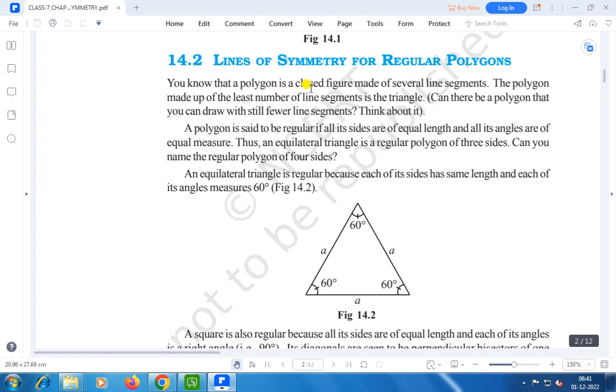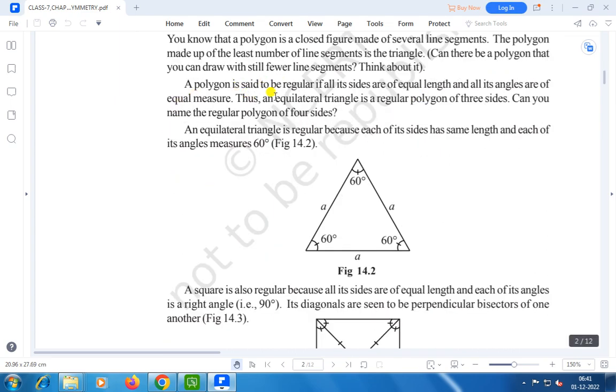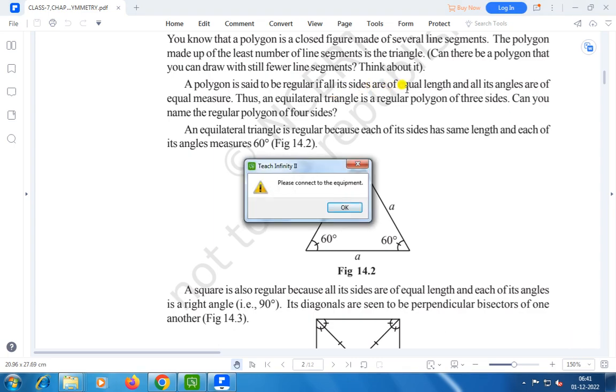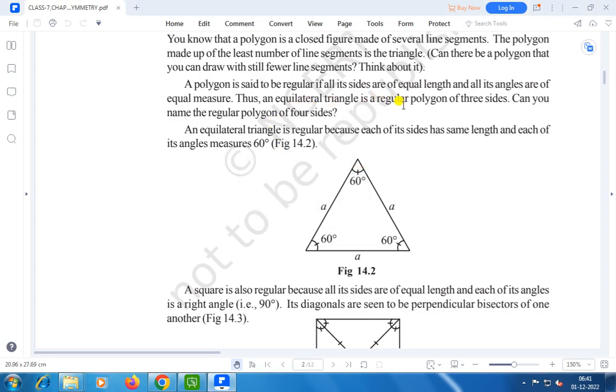You know that a polygon is a closed figure made of several line segments. The polygon made up of the least number of line segments is the triangle. Can there be a polygon that you can draw with still fewer line segments? No, we cannot. Think about it. A polygon is said to be regular if all its sides are of equal length and all its angles are of equal measure. Thus, an equilateral triangle is a regular polygon of 3 sides. Can you name the regular polygon of 4 sides?